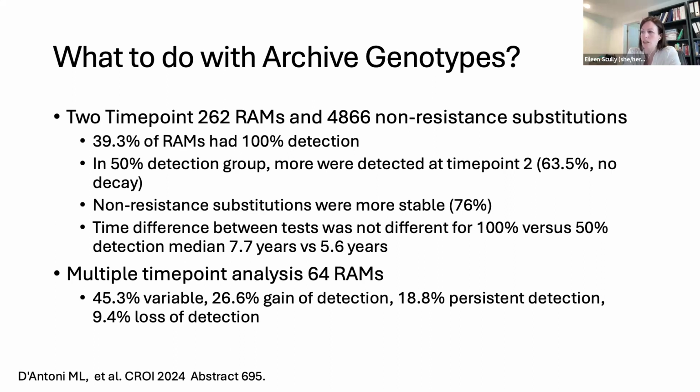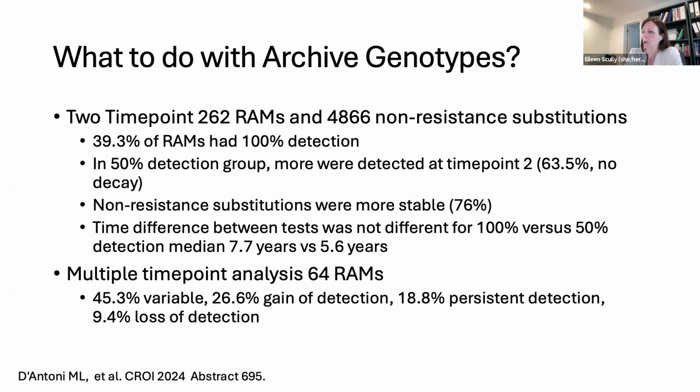So in the 50% detection group where you detected it 1 out of 2 times, did you detect it at the first time and then it went away at the second time? But actually, no. 64% were detected at time point 2. So that's basically random distribution. So there's no suggestion that over time you're losing proviral evidence of resistance in the way that we would predict that you would lose RNA or plasma virus evidence of resistance.